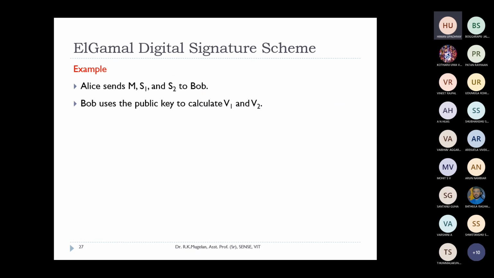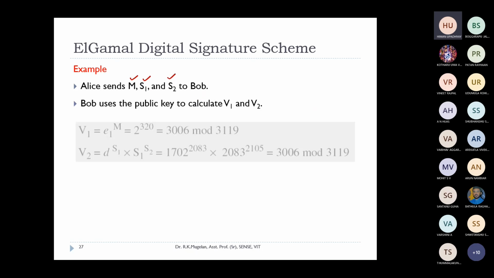At the verification end, you will be getting the message and the signatures S1, S2, and they will be calculating V1. V1 is E1 power M mod P. So I'll be getting 3006. And if you apply the second algorithm for verification value 2, E2 raised to power S1, multiplied with S1 raised to power S2. Here the mod P is common to everyone, so they just left it. At last, you'll be getting 3006, the same thing. Now the signatures are verified here. Actually, in real time it won't be such a simple thing. It will run for many digits, right?